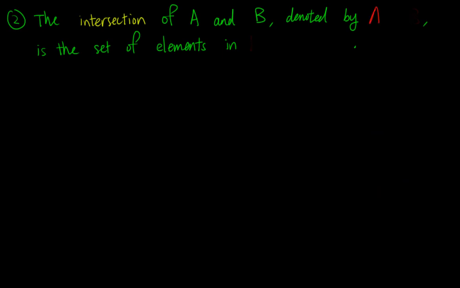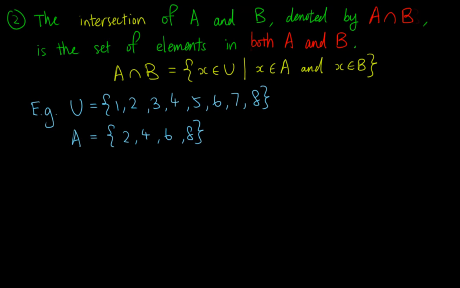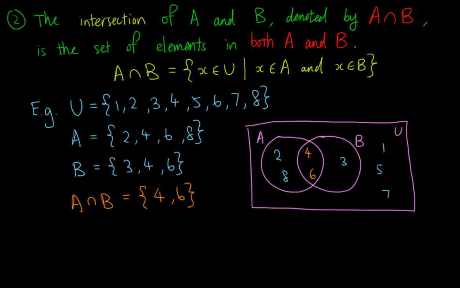The next set operation is the intersection of 2 sets. The intersection of A and B is the set of elements that are in both A and B. To illustrate, again take the universal set 1 to 8, and suppose A contains 2, 4, 6, 8, and B contains 3, 4, and 6. Then the intersection is just the elements that are common to both A and B, namely 4 and 6. In the Venn diagram, A intersect B is the overlapping region of the 2 circles representing A and B.